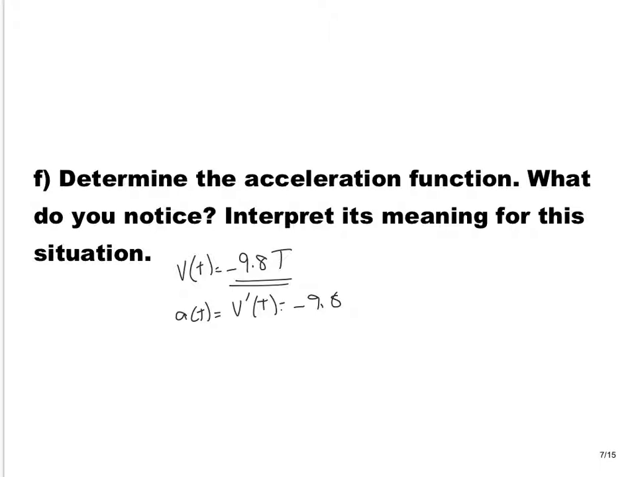The first thing is that you can see that the acceleration is constant. It doesn't depend on time, and it is negative. Remember that upward we denote with positive, downward we denote with negative. So the acceleration is downward, so it's negative, and it's constant as long as the air resistance is ignored.